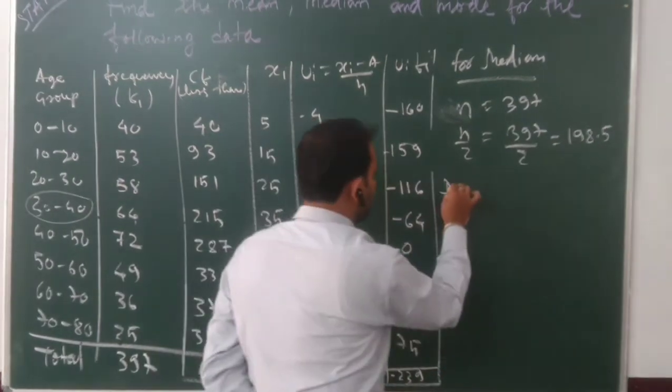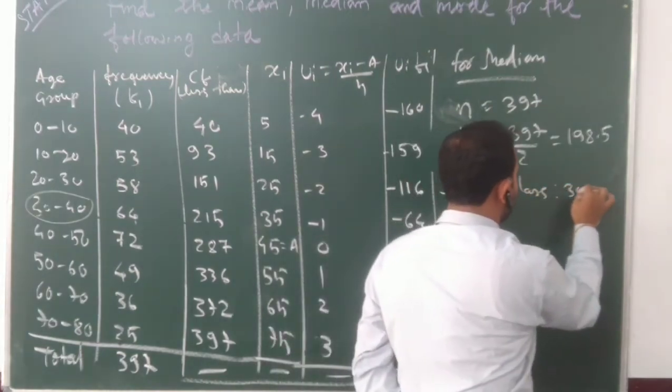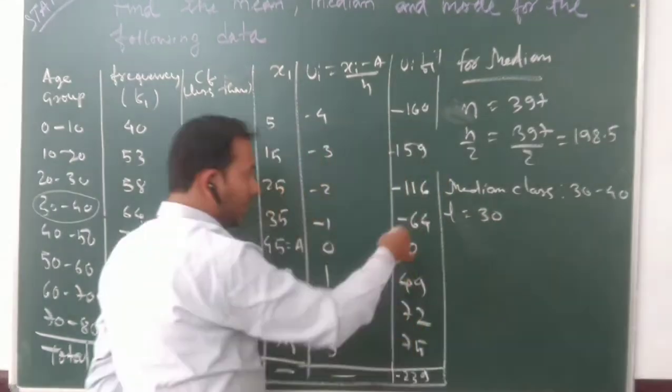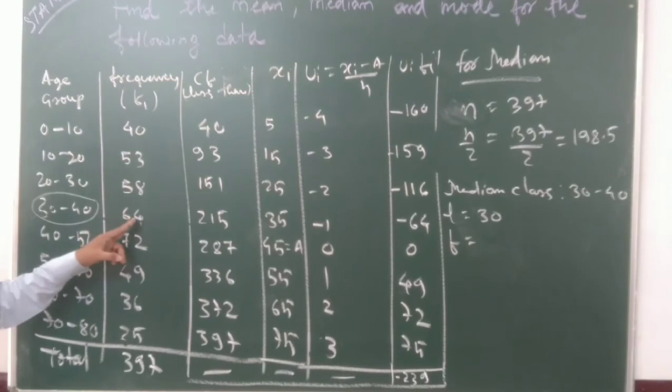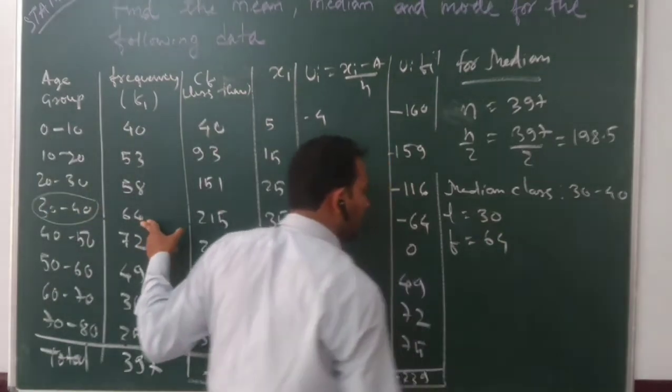So here the median class is what? Median class is 30 to 40. That means your L is what? 30. Next, f means what? Frequency of the median class. Frequency of the median class is what? 64. Substitute 64, we have.